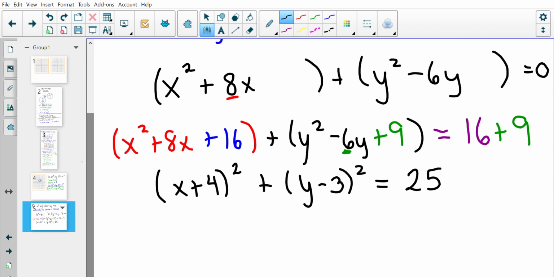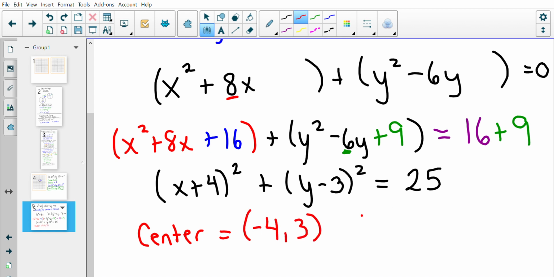Now that we have our equation in standard form, it's pretty easy for us to identify the center, which will be the point not 4, 3, but negative 4, 3. And our radius is not 25, it's the square root of 25, which is 5.